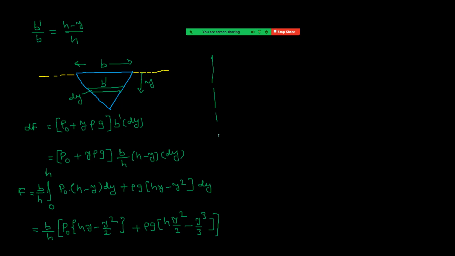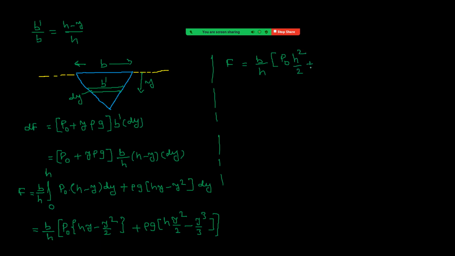Now see the calculation part carefully. F equals B upon H outside. Remaining is P naught. Substitute the limits 0 to H. It becomes H into H square, it is H square by 2. Remaining is H square by 2.